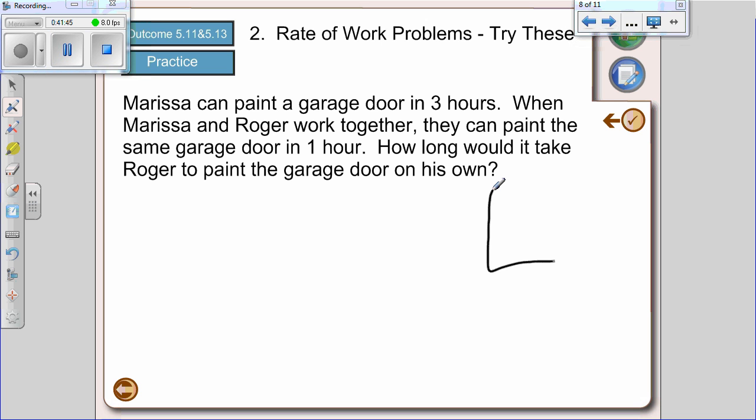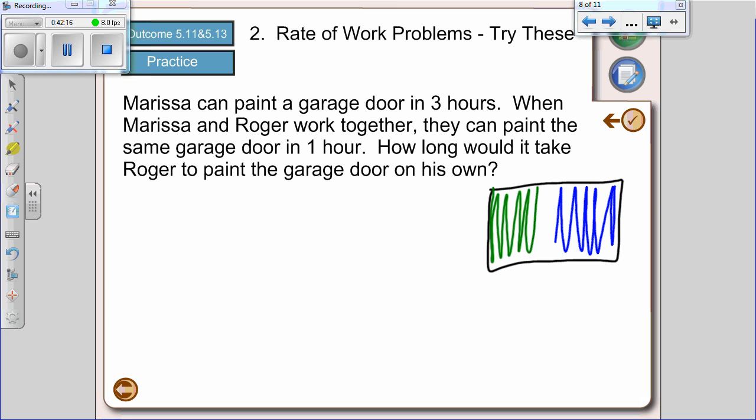So Marissa is painting it green. She starts here, starts painting. Roger starts on the other side. They meet in the middle, they crash. She's done a fraction of the garage, he's done a fraction of the garage. If you add how long it took her to do her fraction and how long it took him to do his fraction, that would be your total time to do one garage. So, you have some fraction plus some fraction equals one garage.